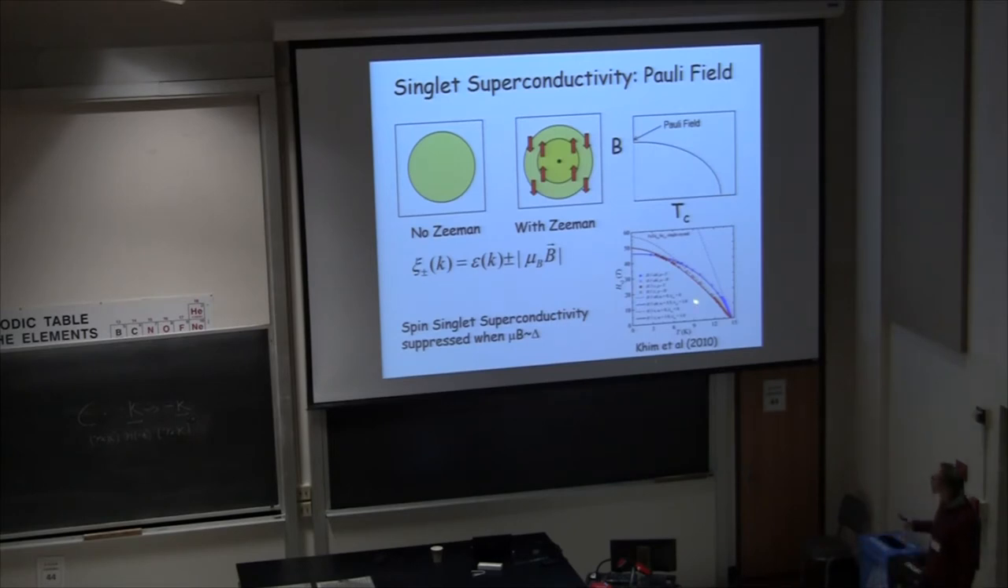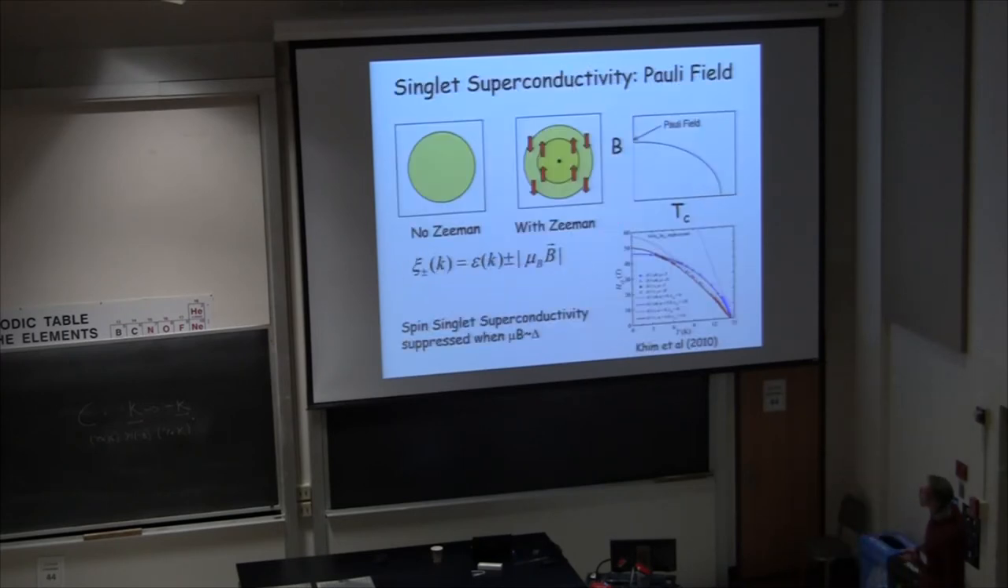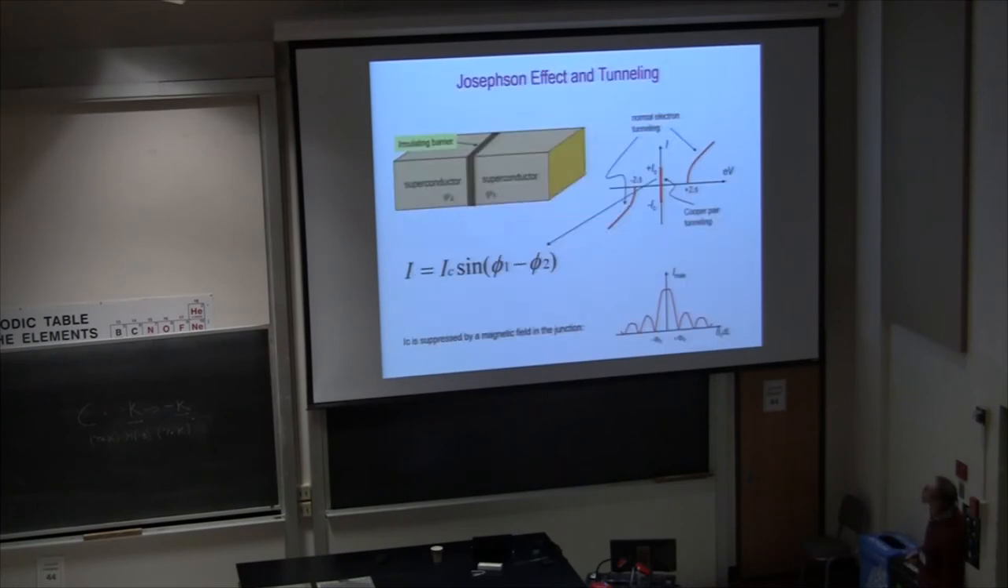Here's some data from iron, tellurium, selenium in particular. This behavior here looks very much like what we expect for a spin singlet superconductor, where the magnetic field is suppressing superconductivity. Okay, so that's another characteristic feature of conventional superconductors.